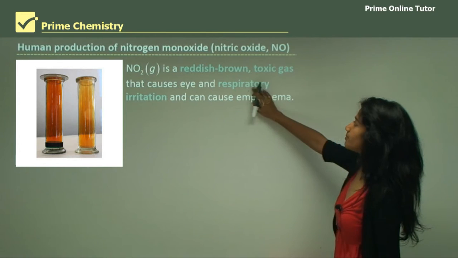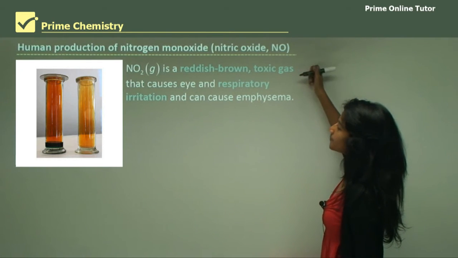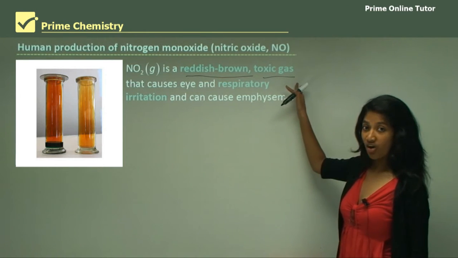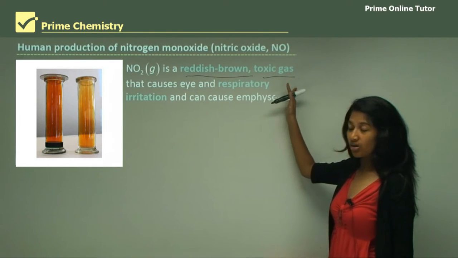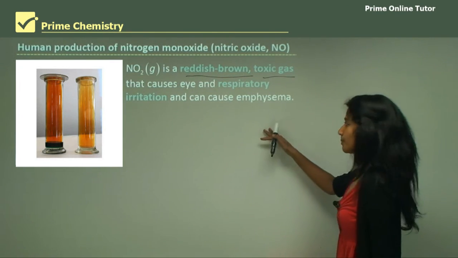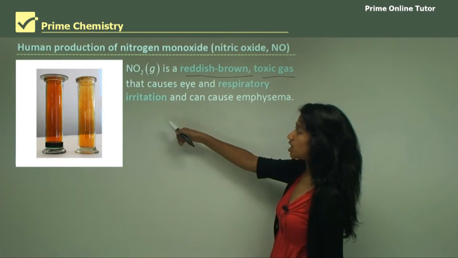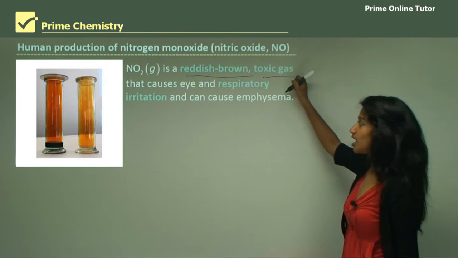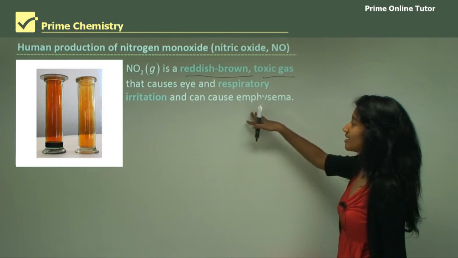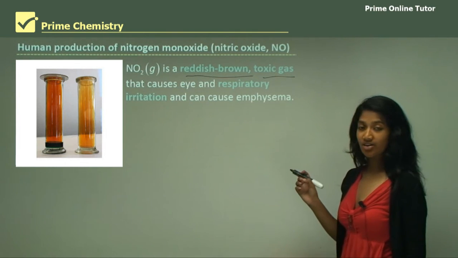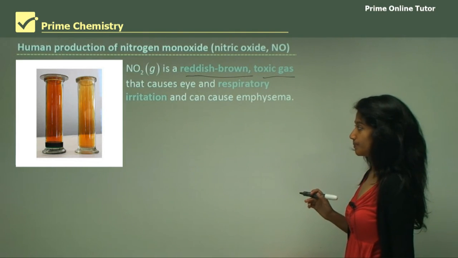Human production of nitrogen monoxide, it is a reddish brown toxic gas. So it is toxic, which means that a lot of it in the atmosphere is very bad. That causes eye and respiratory irritation. So again, health hazards. It has health effects, and it can cause emphysema. So a lot of nitrogen dioxide in the atmosphere is not very good.